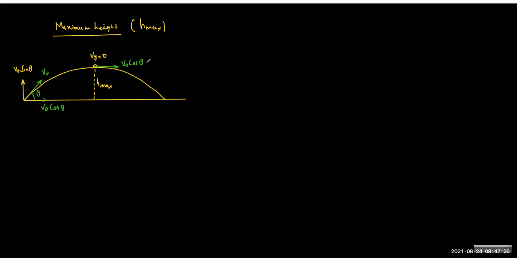So maximum height is not the height at which the velocity is zero. No, velocity is there, and velocity is exactly equal to Ux because that is constant all the time. Now the Vy becomes zero.